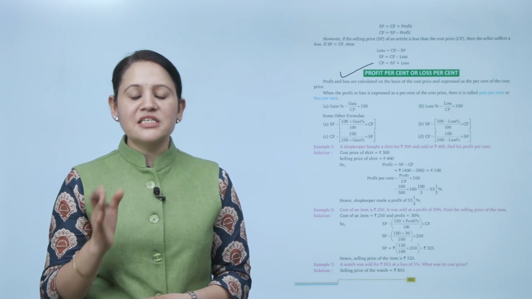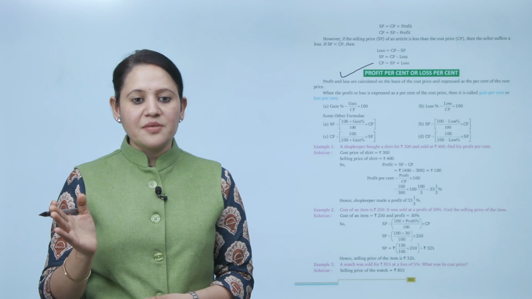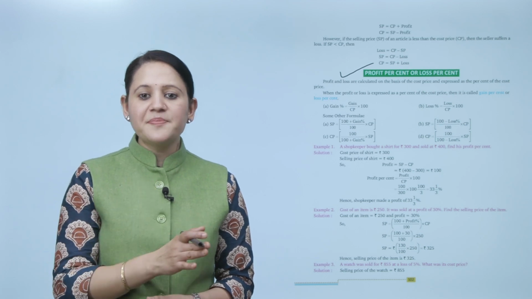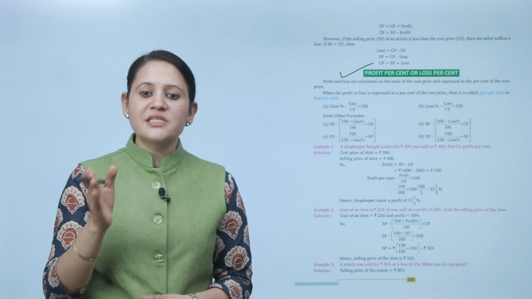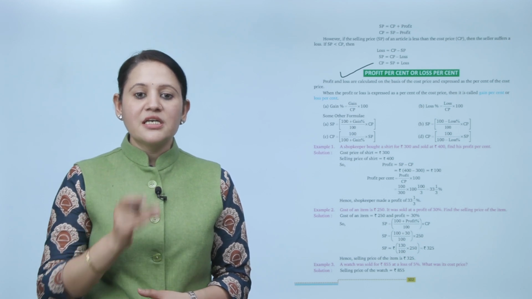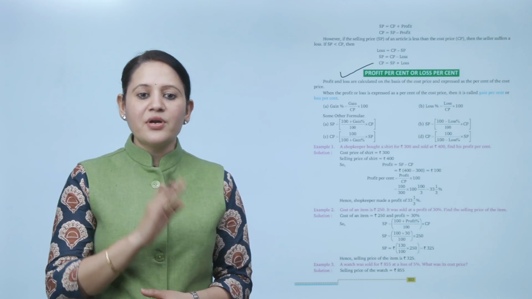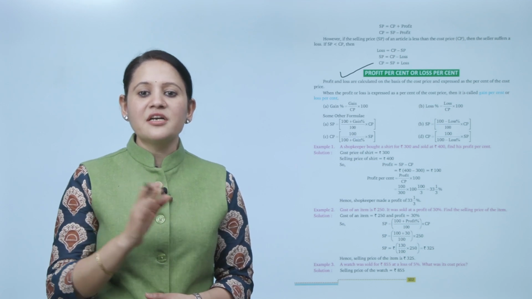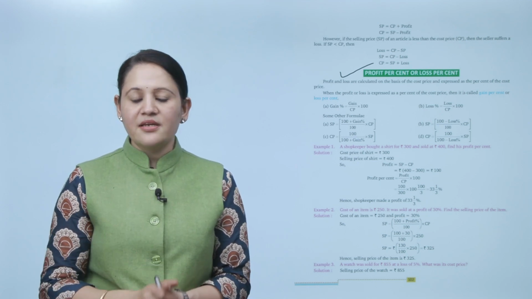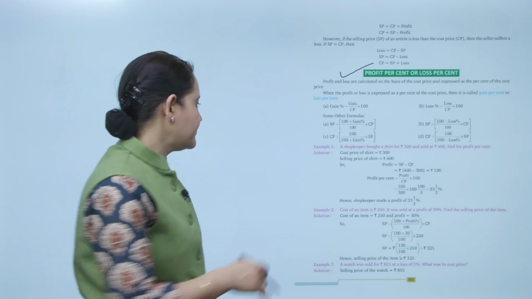Some other formula: SP equals to क्या हो जाएगा? 100 plus gain percentage upon 100 into CP. SP जब loss percentage given हो, 100 minus loss percent upon 100 into CP. CP, 100 upon 100 plus gain percent into SP. CP, 100 upon 100 minus loss percentage into SP. Clear? Now we'll take an example.